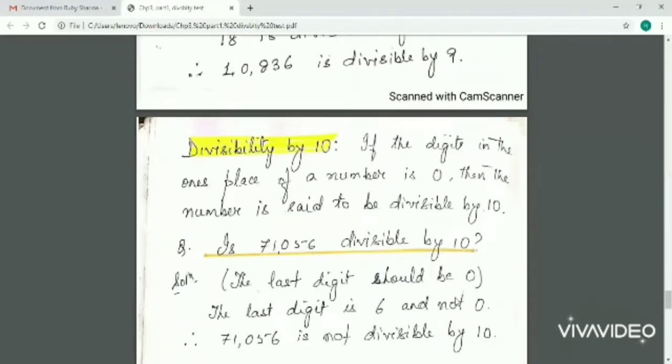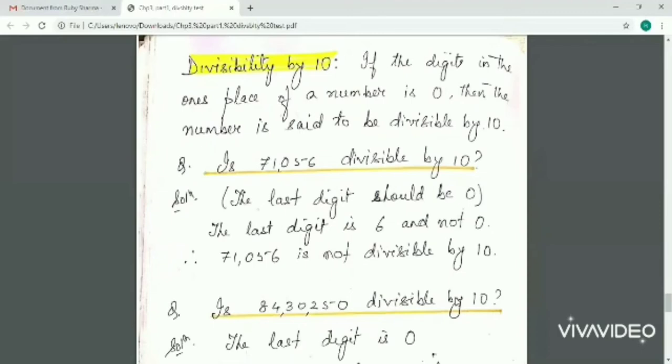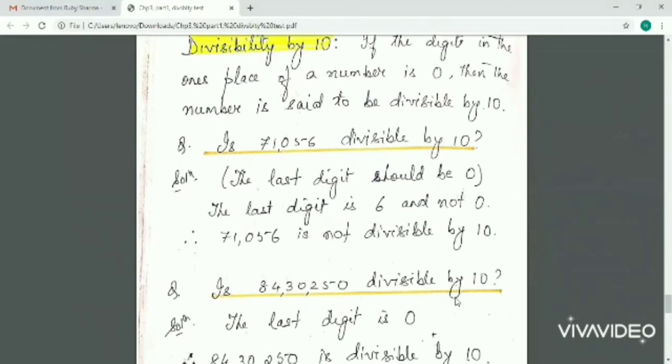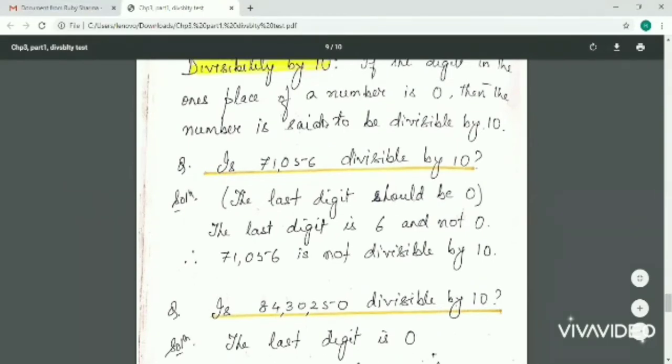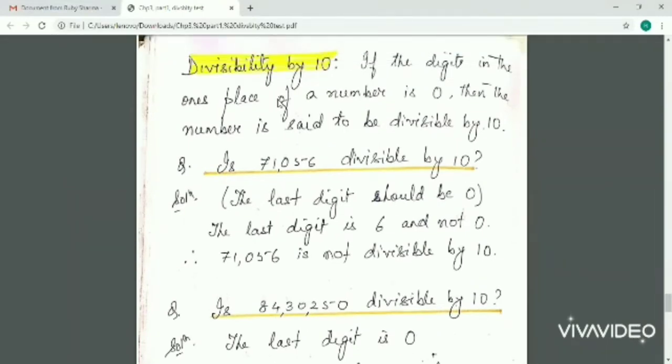Now we move on to 10. Divisibility by 10 is also very easy. For 10, we have to check the last digit. Now, you know all the multiples of 10 end in 0, isn't it? At least one 0 in the units place. So how can you write it? If the digit in the ones place of a number is 0, then the number is said to be divisible by 10. So for this number to be divisible by 10, the last digit should be 0.